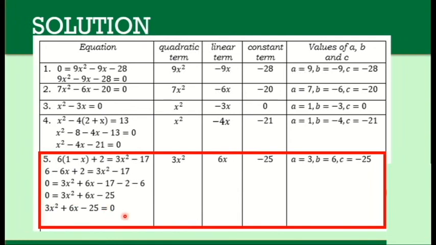So it's easier for us now to identify the quadratic term, which is 3x squared, our linear term 6x, and our constant term negative 25, with these values of A, B, and C. So that's it. Those are the answers for our 5 items for the different quadratic equations. So I hope you're able to get it. Again, you can go back to that part of the video that you find you need clarifications on, or you can revisit to attain mastery.